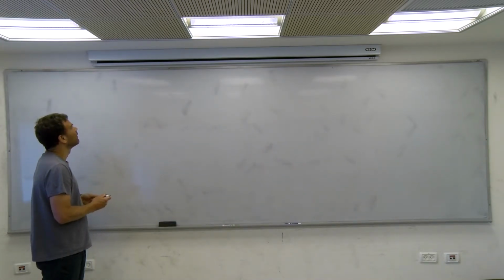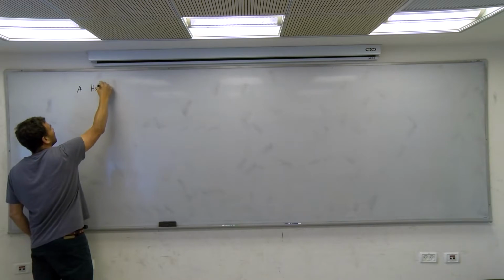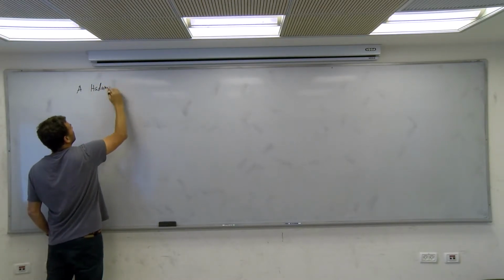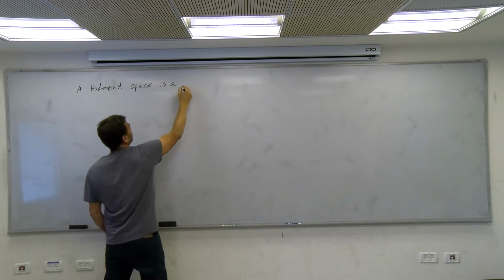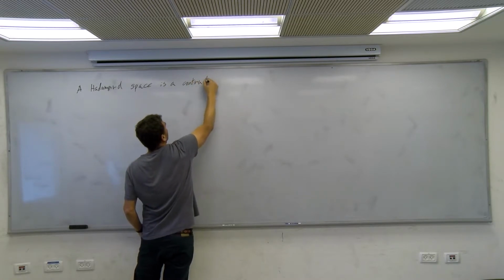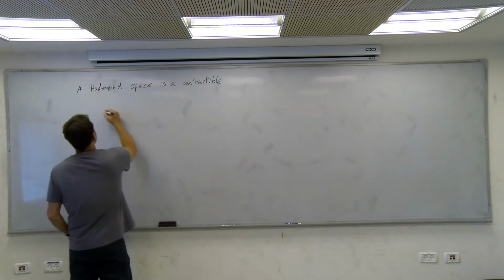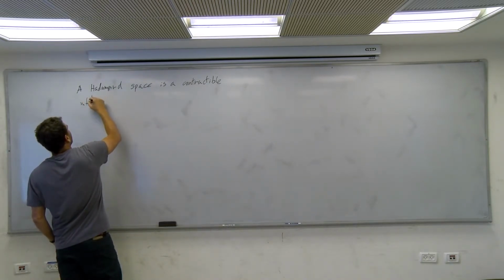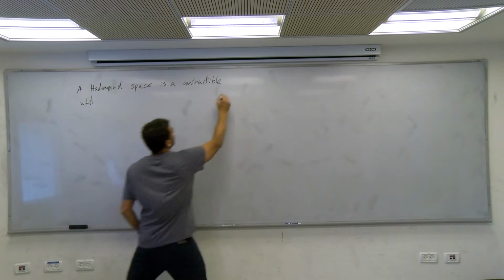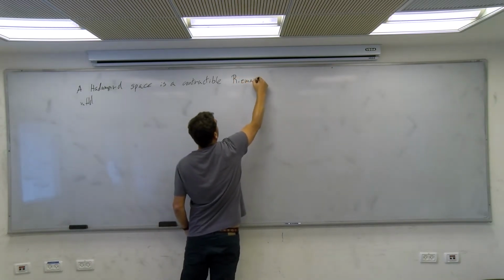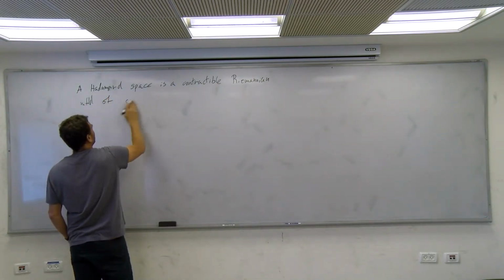So what is a Hadamard space? A Hadamard space is a contractible manifold. I mean, you can say simply connected, and it will follow that it's contractible. It's a contractible Riemannian manifold of non-positive sectional curvature.